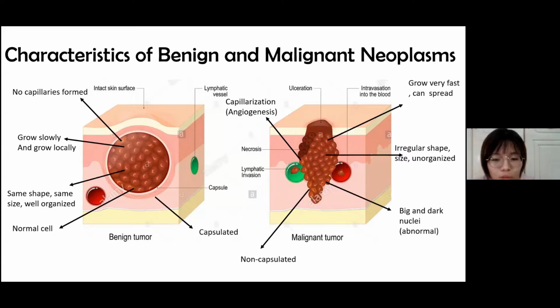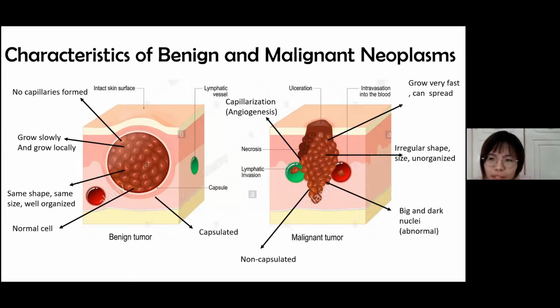So what are benign tumors and malignant tumors? With a benign tumor, what we can see is that the cells are all the same, the same size, and well organized. They do not grow at a very fast speed, but grow very slowly and localized. It means that the cells only grow in the same place.